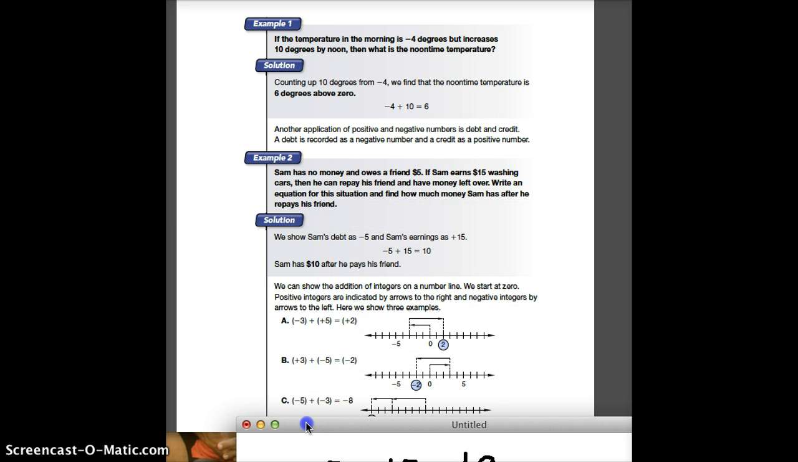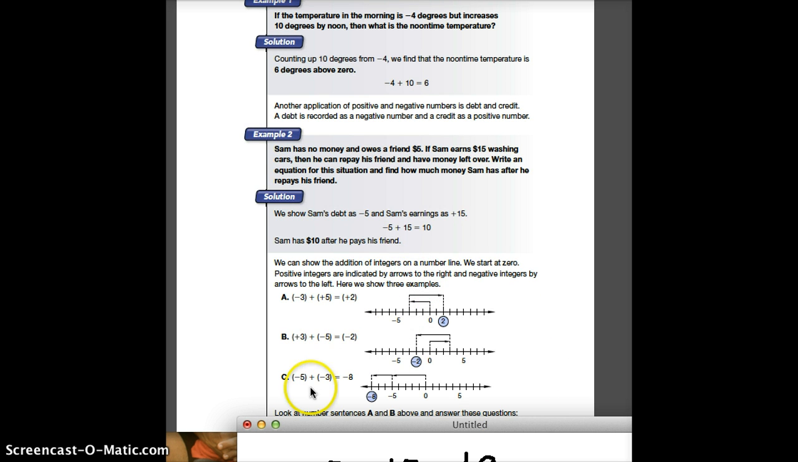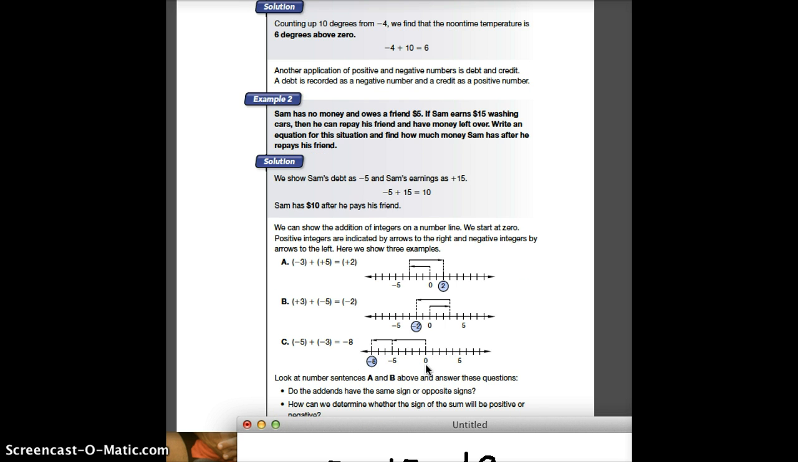They're using a number line here. We can show the addition of integers on a number line. We start at 0. Positive integers are indicated by arrows to the right and negative to the left. Here's an example. You start here at -3, adding +5, and you go up to +2. Here we start at +3, adding a -5. You go backwards 5, to -2. Last one, you're at -5, adding another negative. That's why you go to -8.